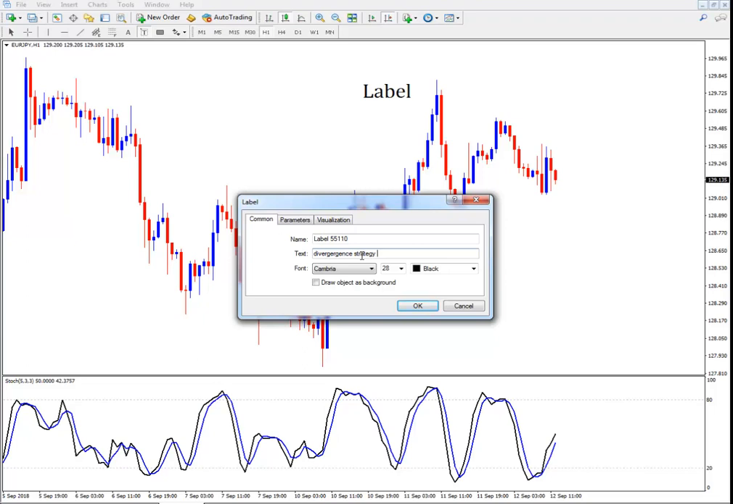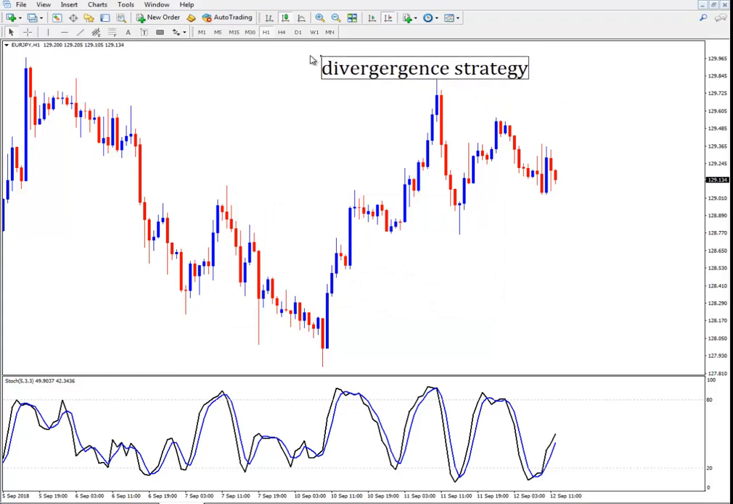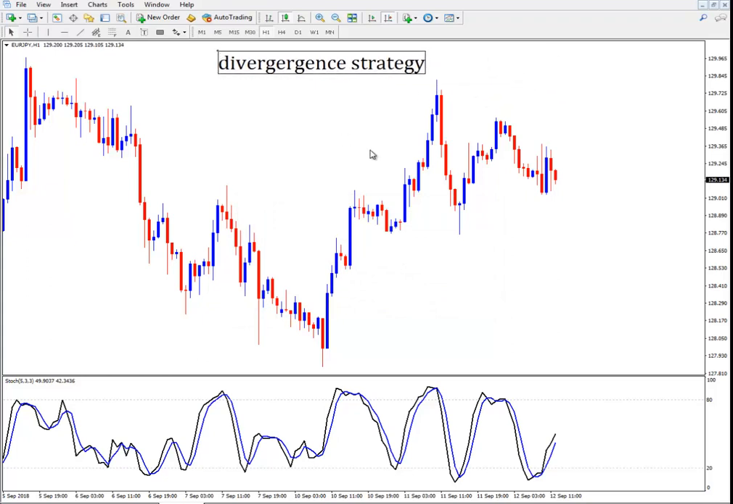This is our divergence strategy. Just see how powerful this strategy is and how we can use it in our day-to-day trading. This is the EUR/JPY 1 hour chart.